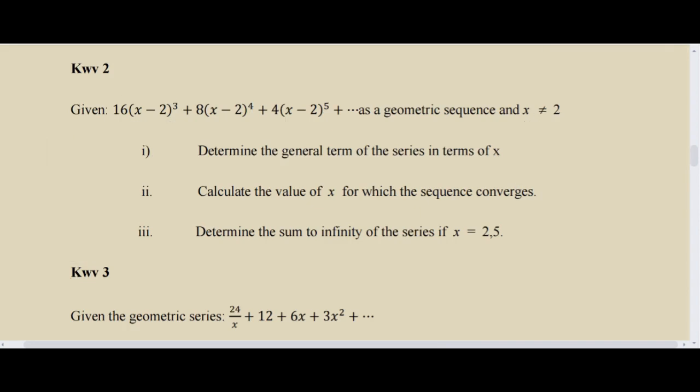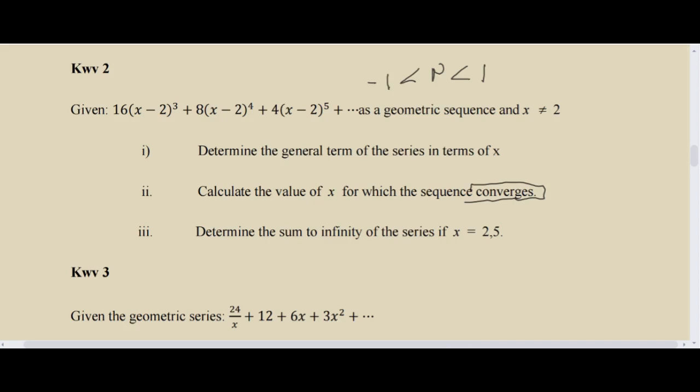Question number 2 says, calculate the value of x for which the sequence converges. When we speak of a convergent series, this is where our r should be between -1 and +1. So a series would converge if our r is anything between -1 and 1. Your r can be -0.5, -0.6, as long as it's within these two values. It should not be -1, it should not be 1, but it should be a value that's in between.